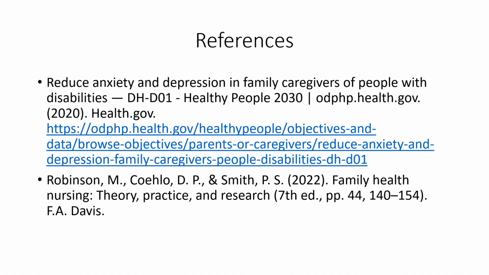Okay, and for my references, of course, Healthy People 2030 was a major reference in order to determine what that goal needs to be, as well as the book Robinson, which provided Duvall's eight stages, as well as the nursing diagnosis.